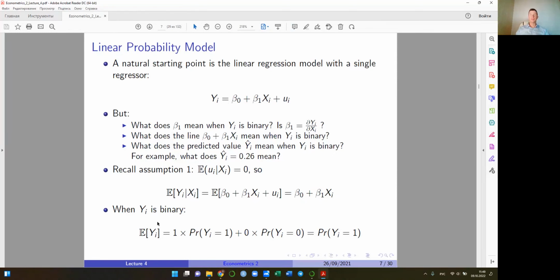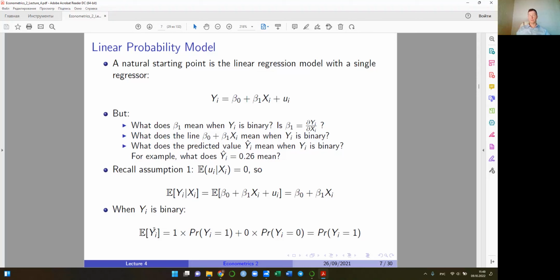When y is binary, we in principle are able to write down the expectation of y with the help of probabilities. When y is 1, there is some probability that y equals 1, and when y is 0, there is some probability that y is 0. So the expected value of y equals the probability that y equals 1.